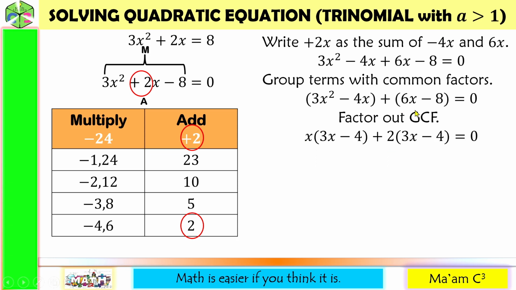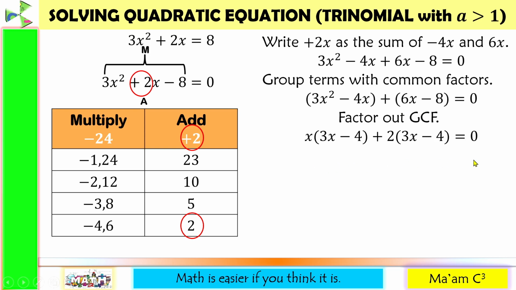So 6x divided by 2 is 3x. 8 divided by 2 is 4. Then copy the sign, minus. Quick checking, 2 times 3x is 6x. 2 times -4 is -8.